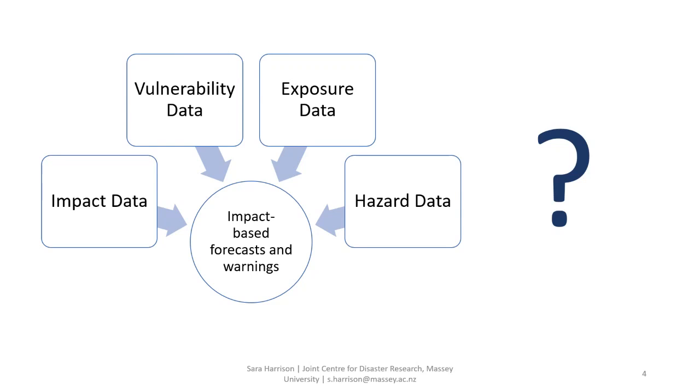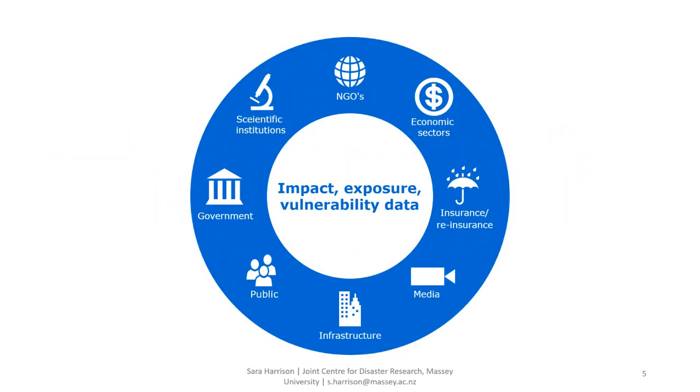So I'm trying to tackle this really big question and this really big challenge. So first, I identified in the literature there's actually a lot of groups, people, organizations that hold this data. So we have insurance companies that might have impact data. We have governments that might have exposure or vulnerability data in the form of census. We have the public who also share and have impact data that they might post online on social media. We also have the media. And so there's a whole bunch of sources.